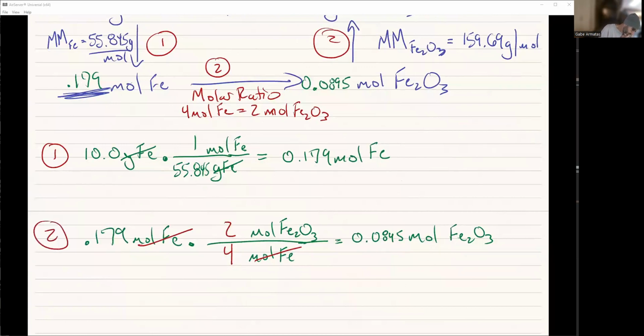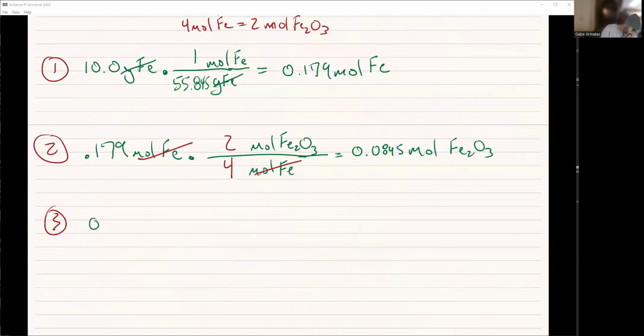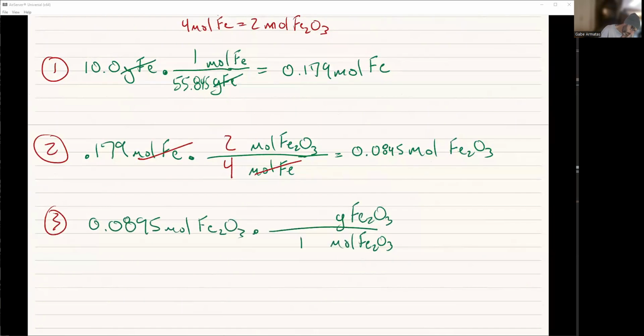So this was step 2. Step 3 is taking that molar quantity of 0.0895 moles of Fe2O3 and saying, all right, well, now I can get rid of the moles and convert it into grams. So 1 mole is equivalent to 159.69 grams. Moles of Fe2O3 cancel, and we are left with 14.3 grams of Fe2O3.